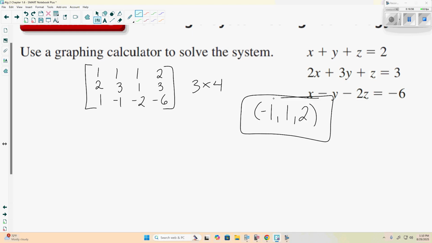Questions on this here? And yeah, everything we did in 1.5, the last section, we could have done with just this calculator. So the ordered triplet that makes all three of these equations true is -1, 1, 2. We ready to see this done again?